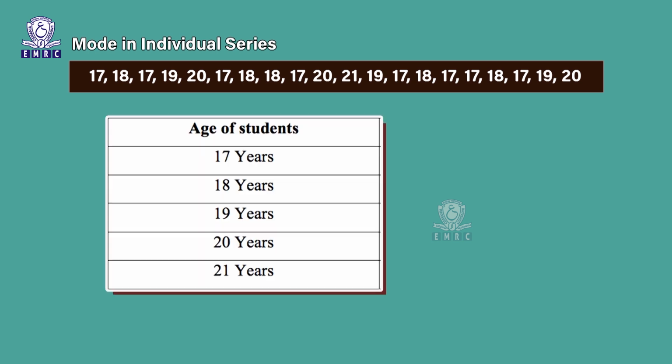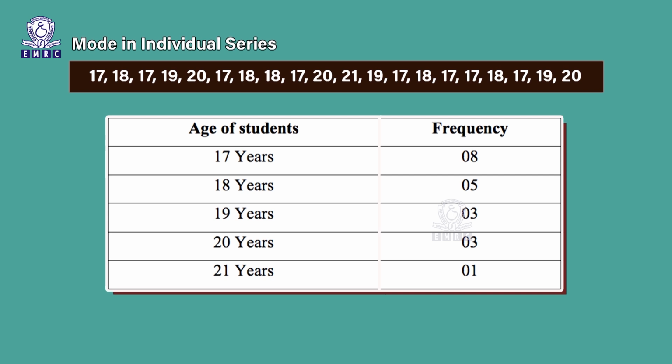Solution. Now we need to draw a table and arrange all the numbers in ascending order. That is nothing but the age of the students. So in the first row, you take the age of the students. The least one is 17 years, then 18 years, 19 years, 20 years and 21 years. In the next stage, how many people are there in that specific age group? We need to write the frequency in the second row.